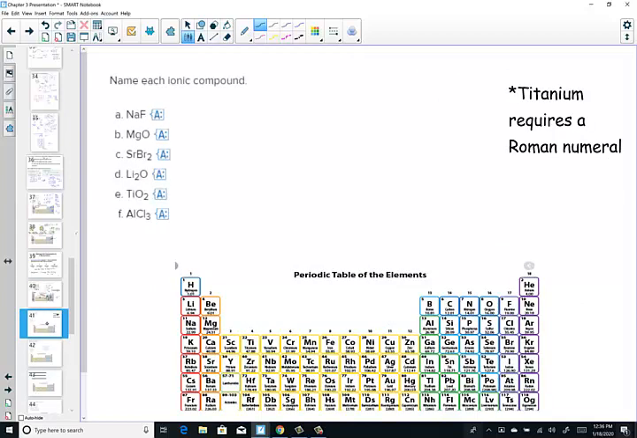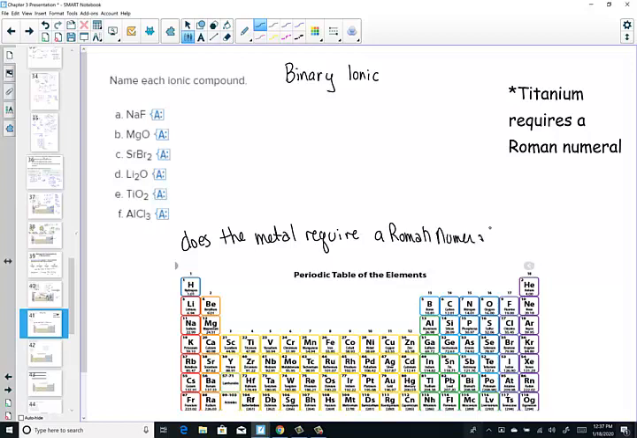Let's name each of these binary ionic compounds. I would encourage you to pause the video and work ahead. Try these out. I put a periodic table here for your convenience so you can find the names of the elements. Remember, the last ones end with -ide, and double check: does the metal require a Roman numeral? That's the last thing we check. I'm going to write that note here for you. Does the metal require a Roman numeral?